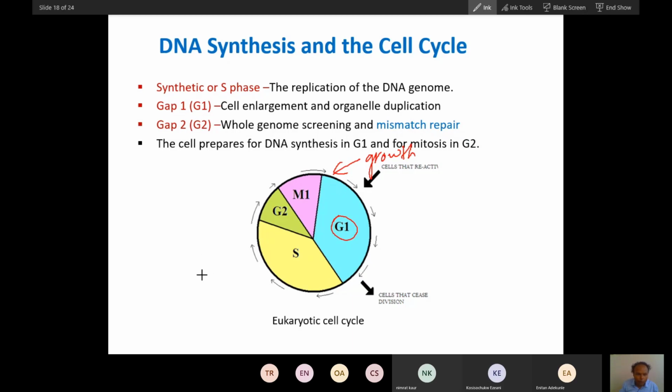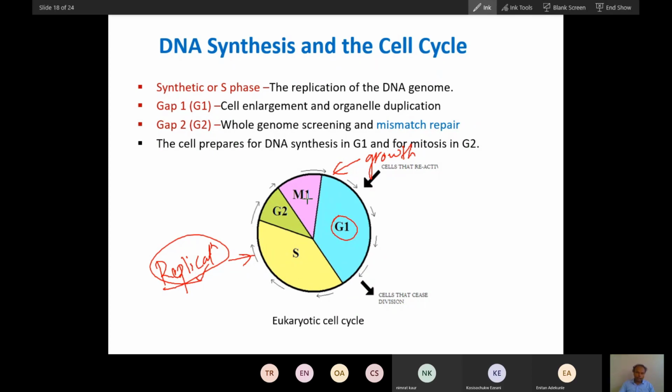In S phase, there will be only replication. No transcription, no translation. Only replication will happen during S phase. If the cell has any problem, then it will be repaired. The S phase will pause, then it will repair, and again progress through S phase. So only replication of DNA will happen at S phase.